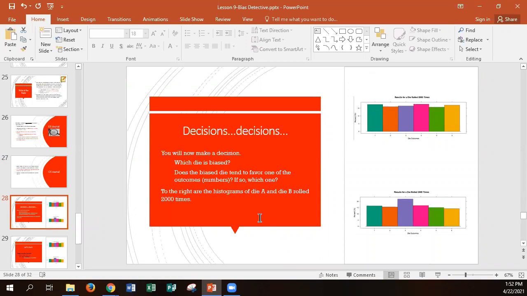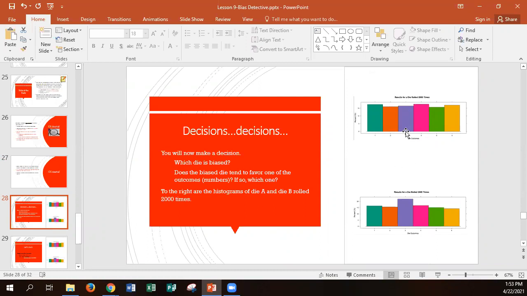So you need to make a decision. And what are we going to make our decision on? How are we going to make our decision about which one is biased, okay? You want to make sure that you are looking at larger numbers of rolls of die, because the more you roll your die, the more you're going to be able to see where that bias is.